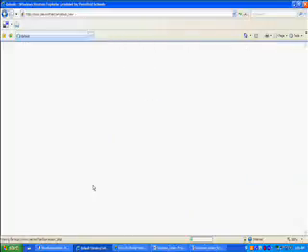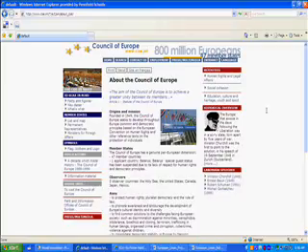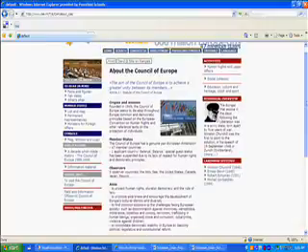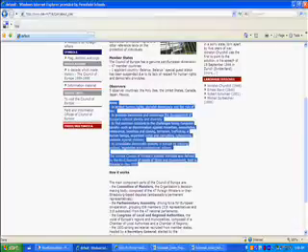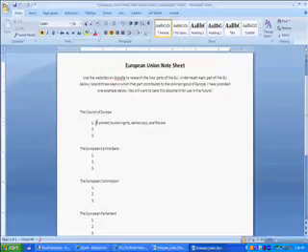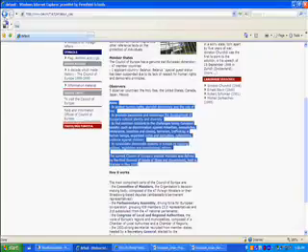Takes you to their website, and this one's pretty straightforward because right here under aims, it pretty much gives you bullet points that show you what they aim to do or what they hope to do, and you can put that right here under the Council of Europe. You would follow the same format for the other 3 parts.